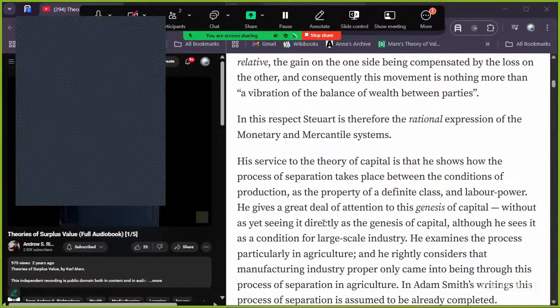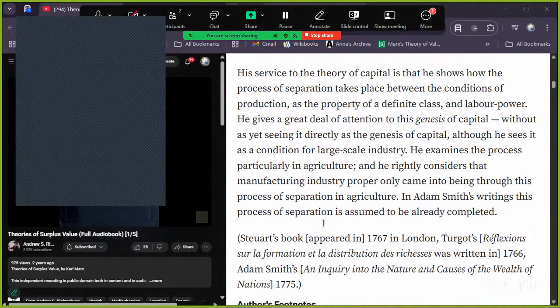His service to the theory of capital is that he shows how the process of separation takes place between the conditions of production as the property of a definite class and labor power. He gives a great deal of attention to this genesis of capital, without as yet seeing it directly as the genesis of capital, although he sees it as a condition for large-scale industry. He examines the process, particularly in agriculture, and he rightly considers that manufacturing industry proper only came into being through this process of separation in agriculture. In Adam Smith's writings, this process of separation is assumed to be already completed.